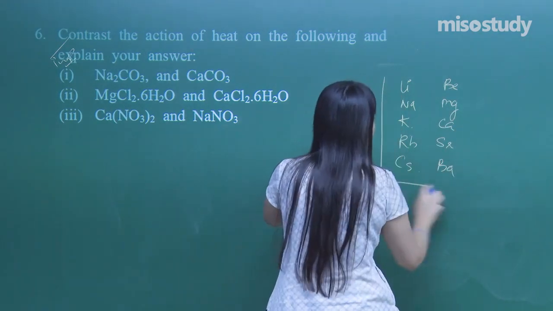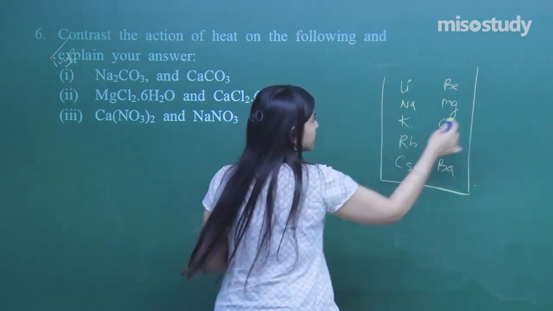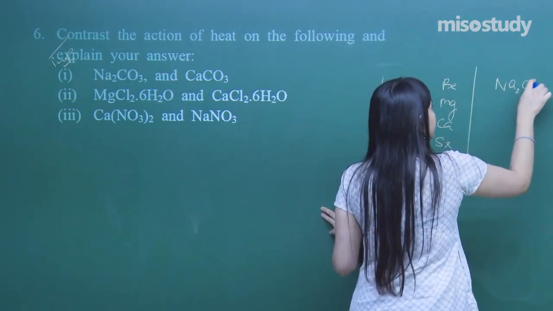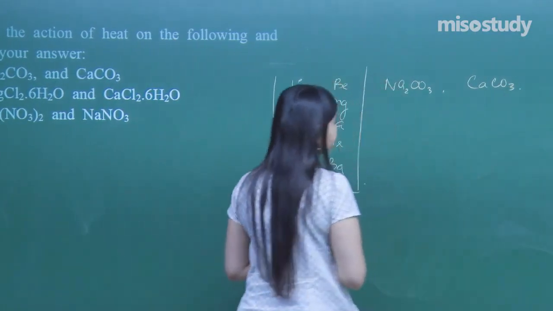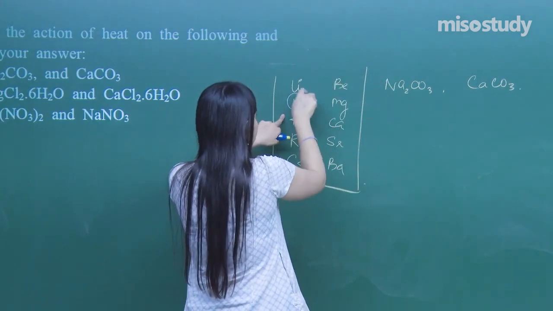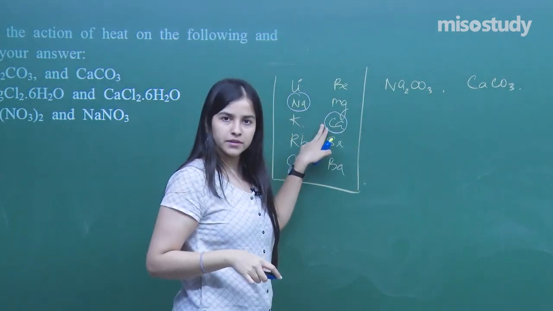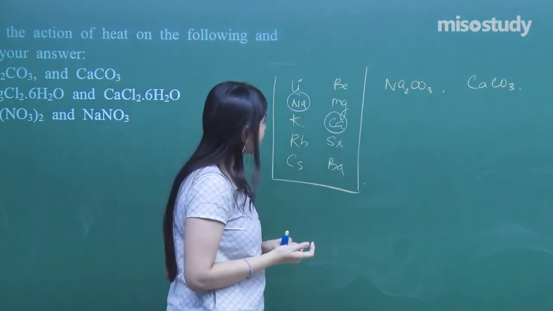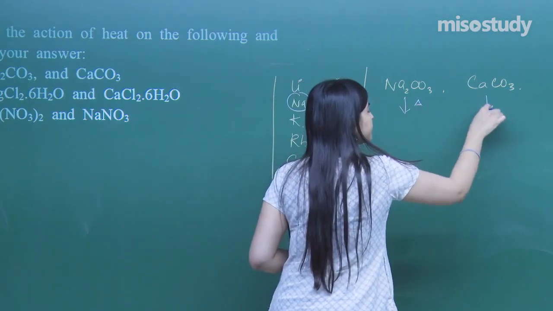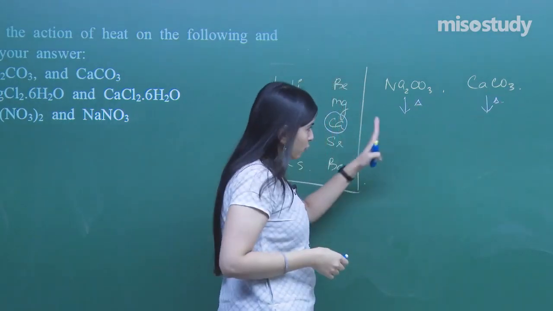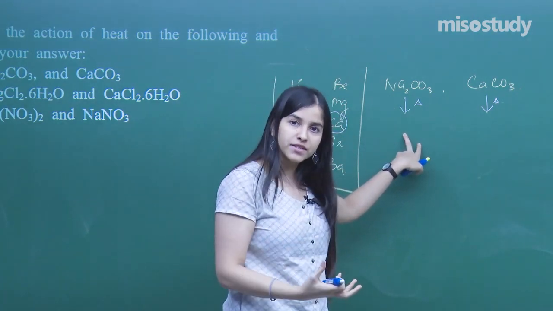That's it. Fine. So, in the first one, what do I have is Na2CO3 and CaCO3. Fine. Now, see, Na belongs to group 1, Ca belongs to group number 2. Fine. Whenever I am trying to give them heat, which one of you think that will be very stable towards heat?